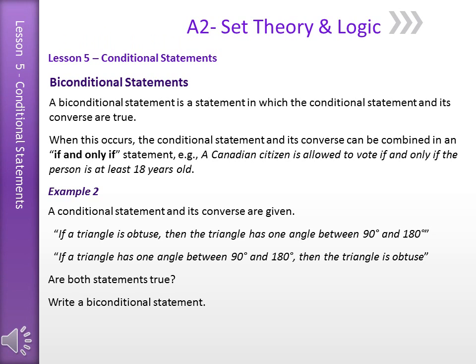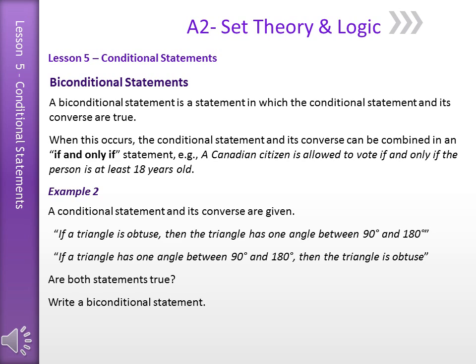Biconditional statements. A biconditional statement is a statement in which the conditional statement and its converse are both true. When this occurs, the conditional statement and its converse can be combined in an if and only if statement. For example, a Canadian citizen is allowed to vote if and only if the person is at least 18 years old. Let's look at example 2.